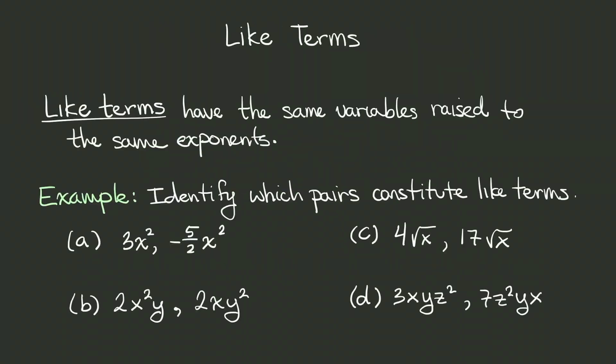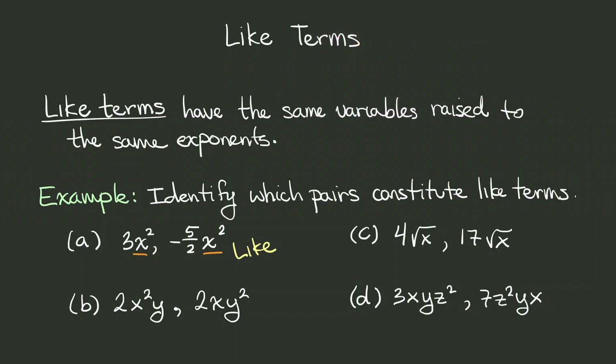We can recognize like terms because they have the same variables raised to the same exponents. In the following example, we're supposed to identify which pairs constitute like terms. In part A, we have x to the second power and another x to the second power. It doesn't matter what the coefficients are, so it doesn't matter that we have a 3 and a -5 halves. All that matters is that we have the same variable, x, and it's raised to the same power of 2. So these are like terms.